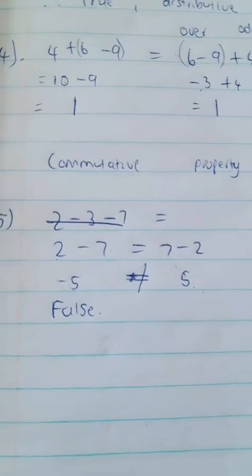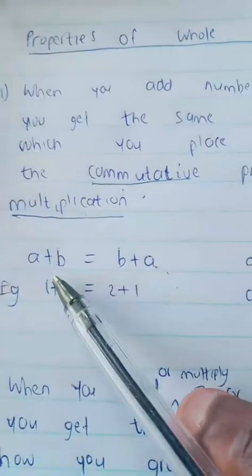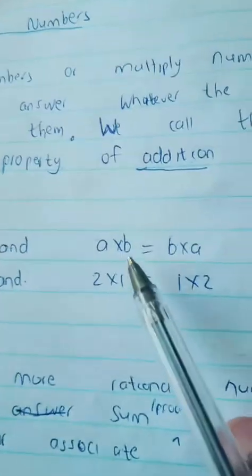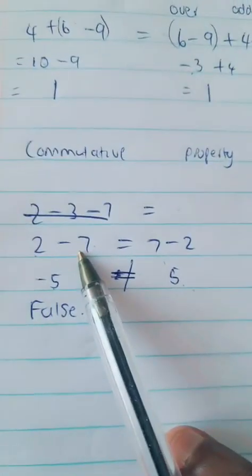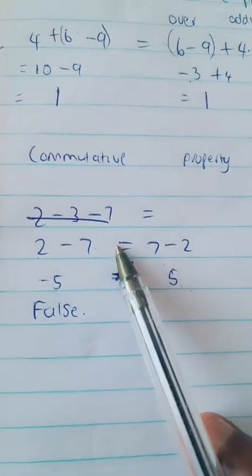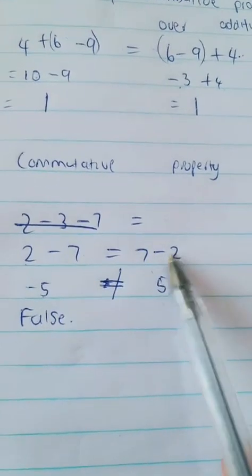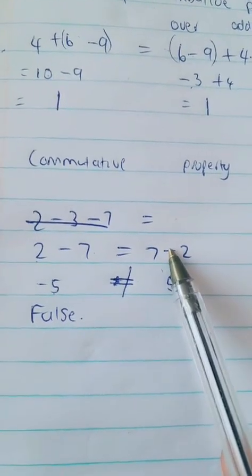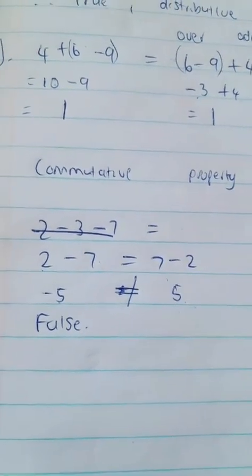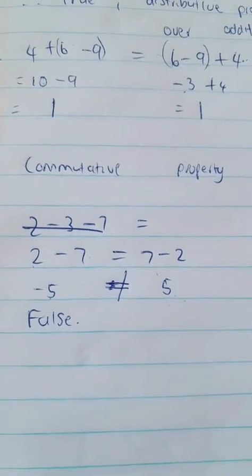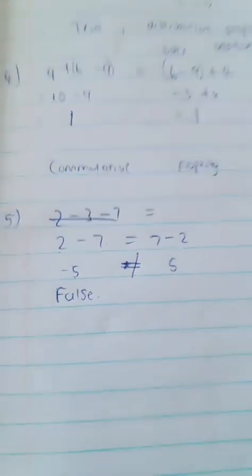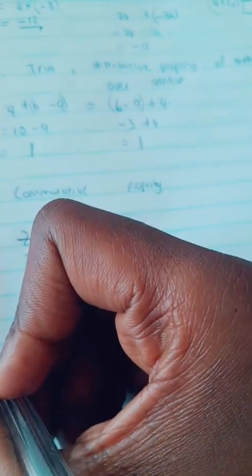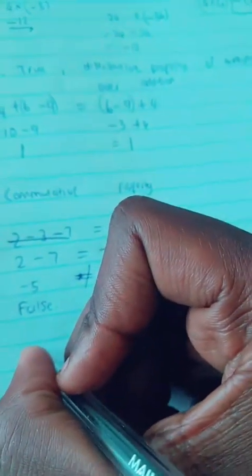The commutative property only applies to addition and multiplication only. Does it apply to subtraction? If I change the order of the numbers and there's a minus sign, does it apply to subtraction? No. Commutative property only applies to addition and multiplication. Okay? So, hopefully you guys understand this. Let's look at one last thing.